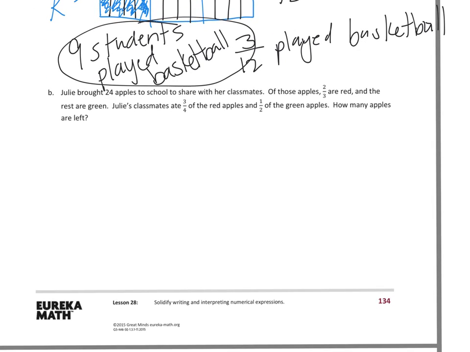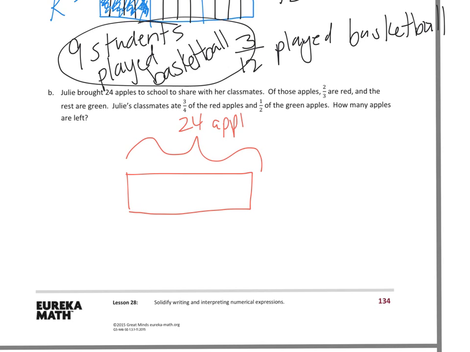Now down below, I'll get you started with this one. Julie brought 24 apples to school to share with her classmates. Of those apples, 2/3 are red and the rest are green. So I know that this whole represents 24. That's 24 apples. And 2/3 are red. And this third, the rest, is green. So what I want to first figure out is how many red apples and how many green apples.